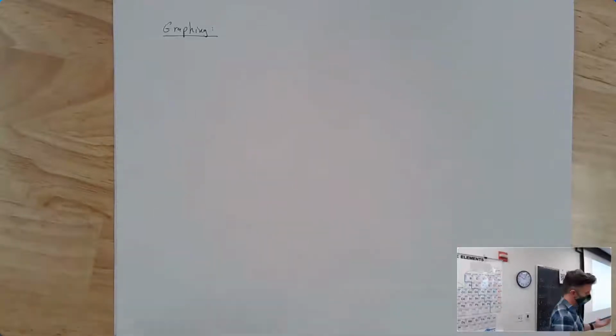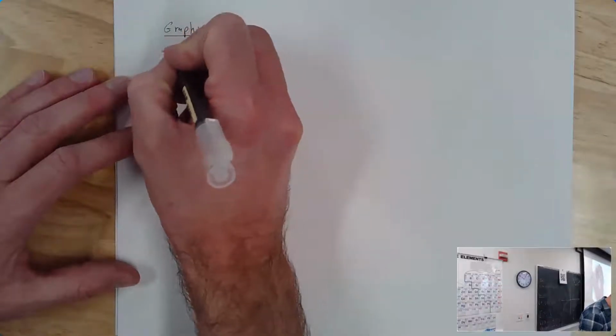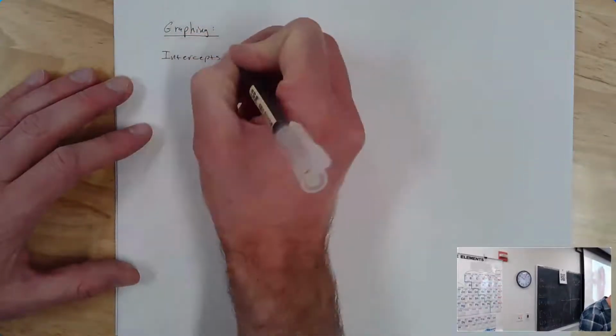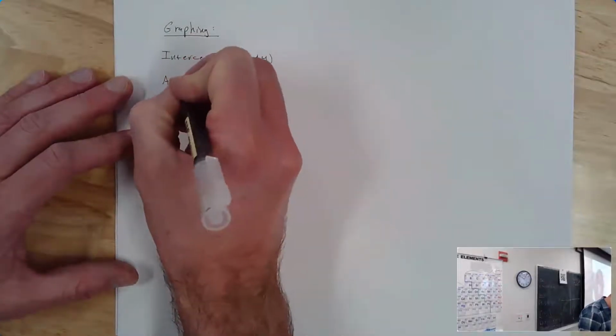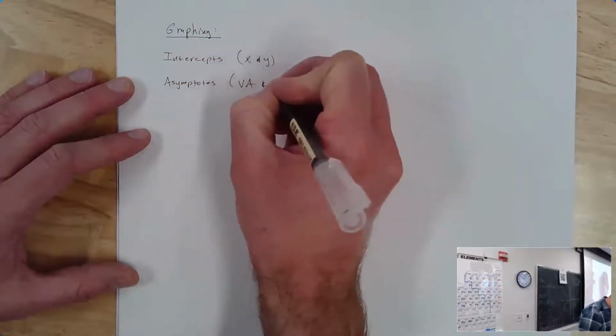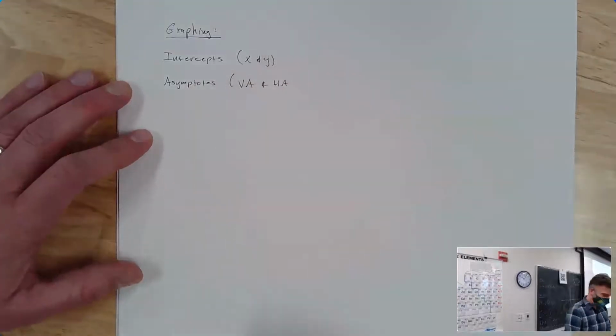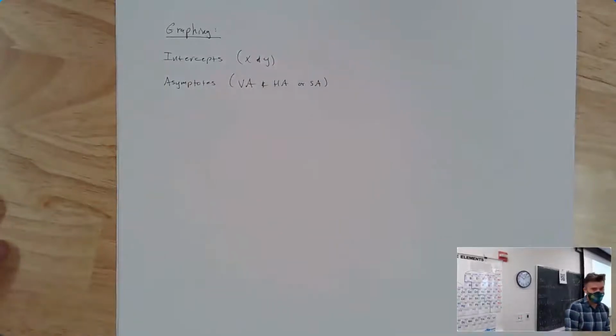When you're graphing a thing, typically here's my kind of list of things I look for. I'm gonna look for my intercepts, so x and y. I'm gonna look for asymptotes, both vertical and horizontal, and maybe slant, depending on if it's an asymptote. It's possible to have one horizontal and one slant asymptote, but that doesn't usually happen. Usually it's horizontal or slant or neither.